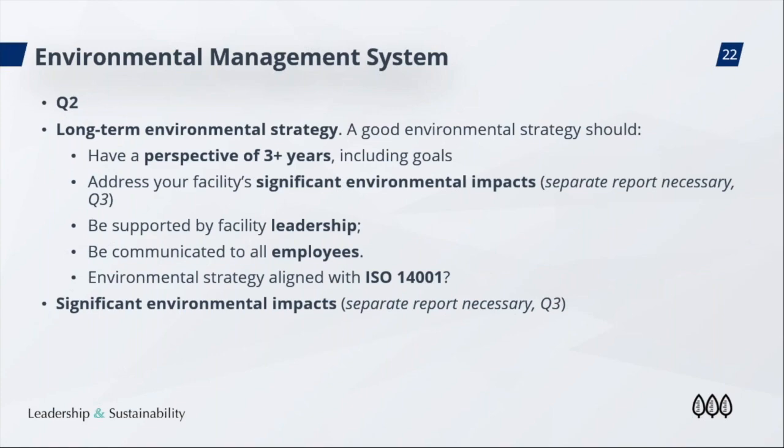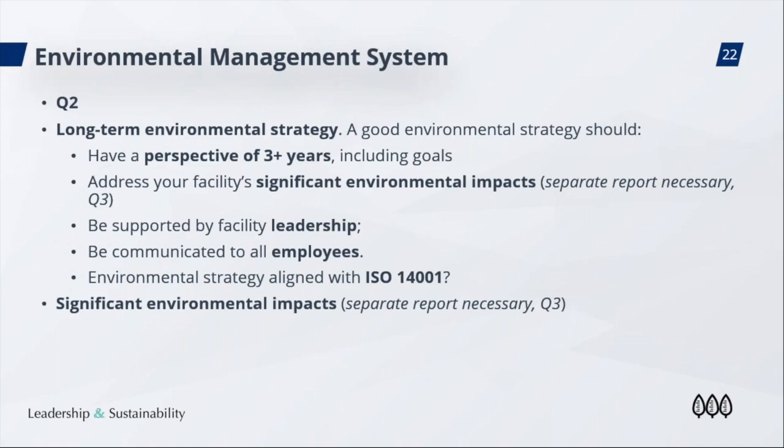So it's not enough that you have a strategy from 2016 that reaches into 2019 and you are reporting in 2018. You actually always have to have at least 3 years into the future. So in 2018, you need to have goals reaching 2021, etc. And you also have to have your facility's significant environmental impacts and compliance obligations prioritized. And this is also a point that we often discuss with facilities, what exactly is needed.